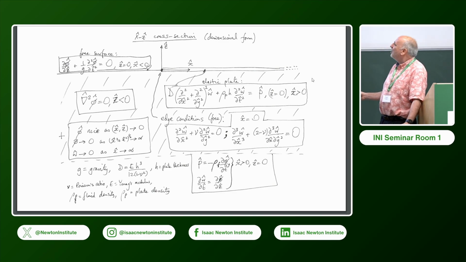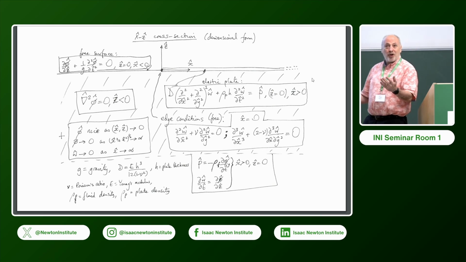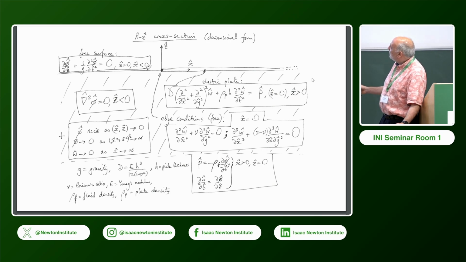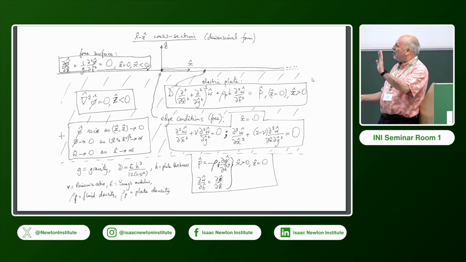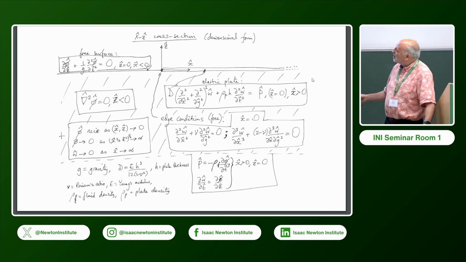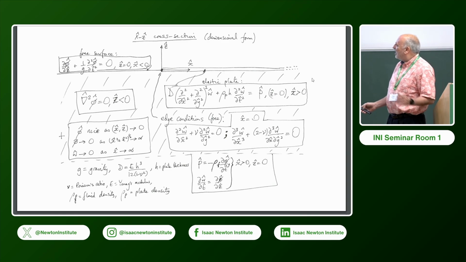So rho P is the plate density, H is the thickness, and P is the pressure imposed on the plate due to the water pressing on it from below. I'm assuming the pressure is 0 above, so you can just get rid of it. This is your free surface boundary condition. That's gravity, and this is the vertical velocity. And then we've got Laplace's equation in this fluid.